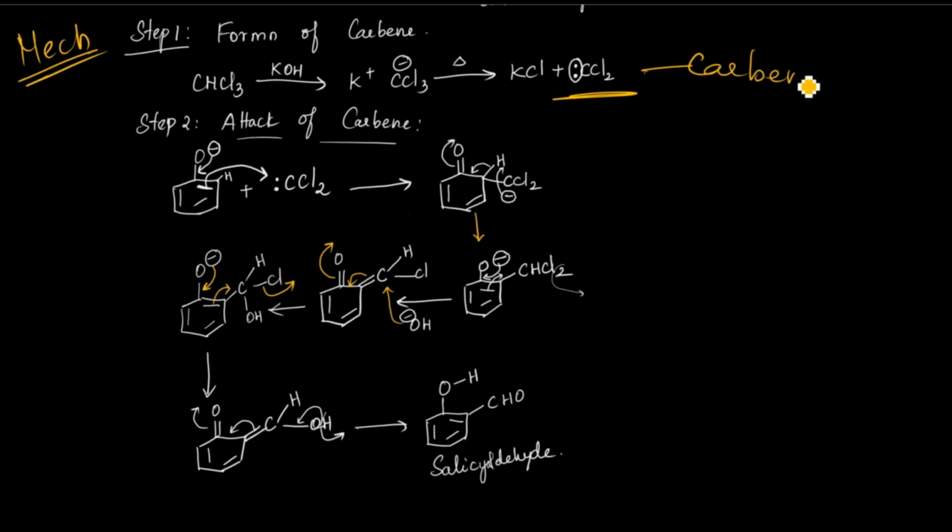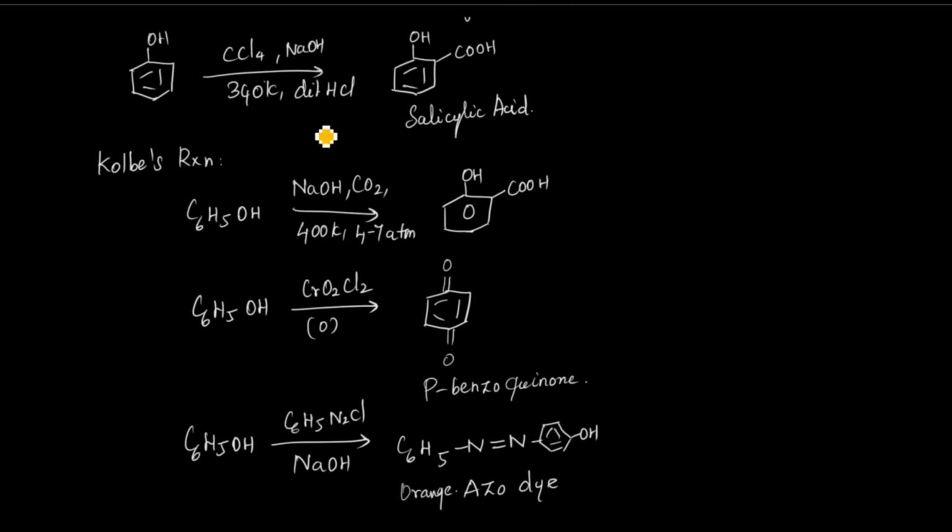This is carbene. We very well know about the intermediate, is it? So carbene, this is getting attached. This is what the reaction flow is. The question can be asked from carbene as well. Okay, what is the intermediate formed over there? Then salicylaldehyde has been formed. Then CCl4 and NaOH, it is forming salicylic acid.